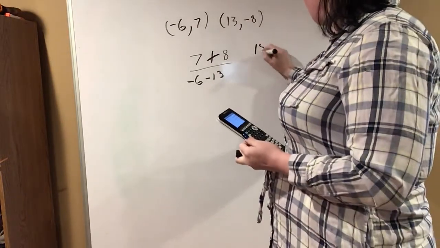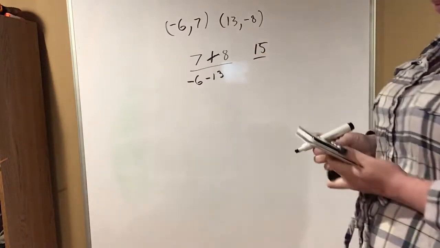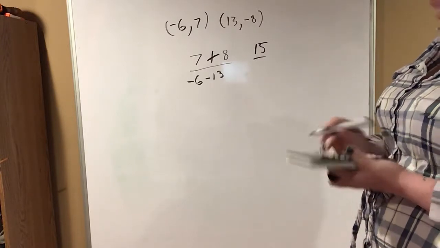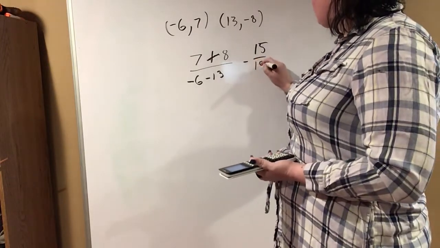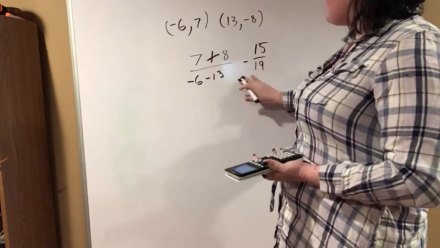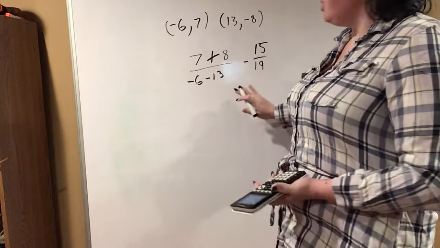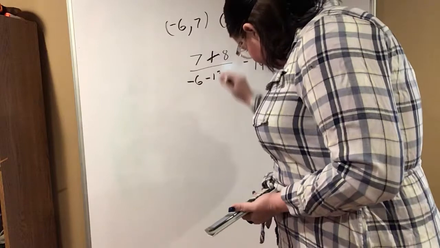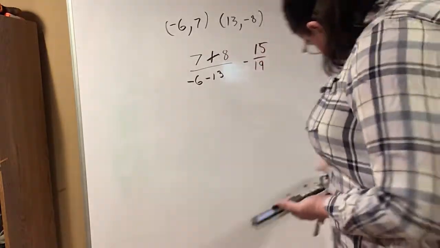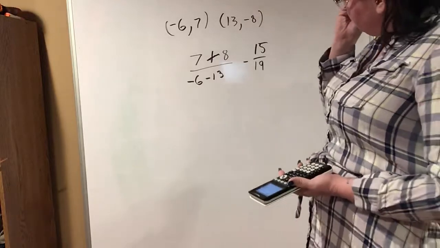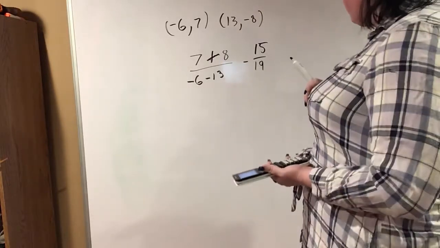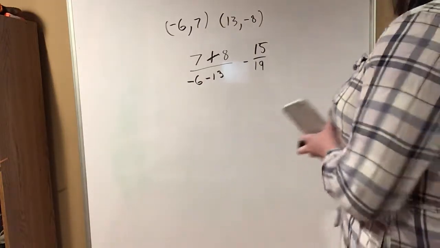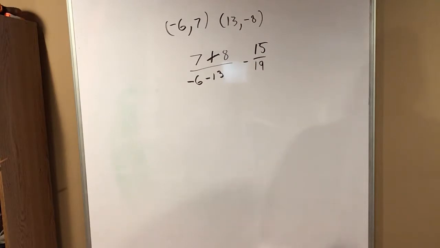So 15, and then it's -6 minus 13, which is basically 6 plus 13, but keep it negative, which is -19. We can't simplify this, so if we were to graph this one, it would suck to graph, because we'd have to go down 15 spots and then over 19. That is a steep line. So that is our slope for this one, -15 over 19.